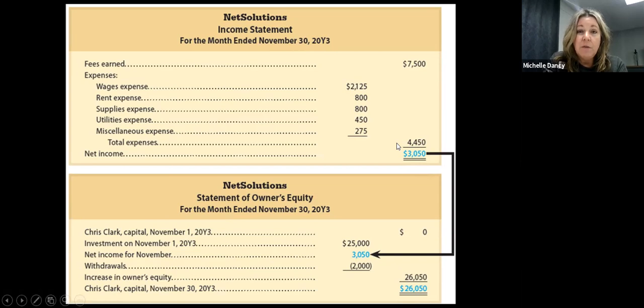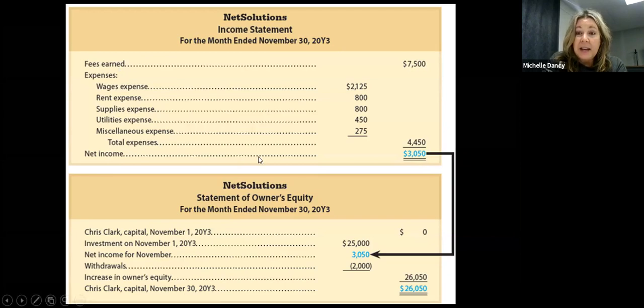So we want to add up all of our expenses to get total expenses, in this case, $4,450. And once we've done that, we subtract expenses from revenue. So 7,500 minus 4,450 gives me 3,050. The answer of our revenues minus expenses is called net income. Net income is our accounting word for profit. So all the revenue we earned minus all the expenses we incurred gives me net income.